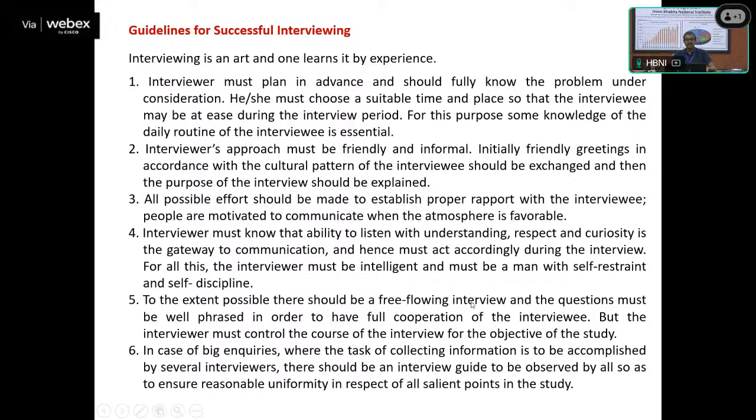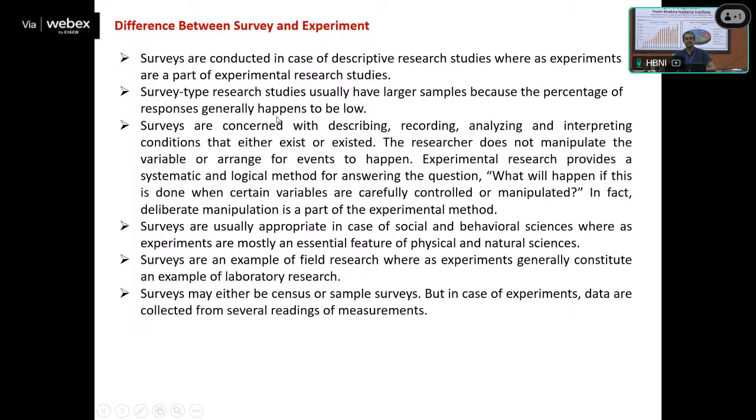To the extent possible, a free-flowing interview should be made, and the questions should be well phrased. In case of big inquiries, where you need several interviewers, there should be an interview guide to be observed by all. So these are the salient points.